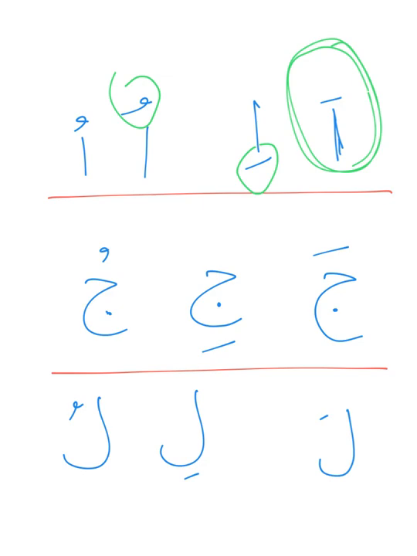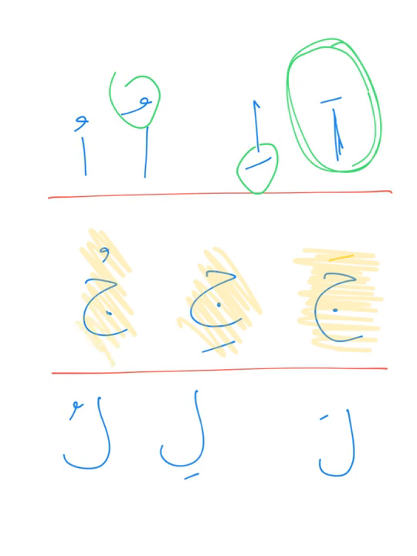So let's read this one, the one with a fatha basically. So, ja. How do we read this? Ja. I've just highlighted it for you. Come on, children. Ja. The next one is ji. How do we read the next one? Ji. This one in the middle. And the last one with a dhamma. Come on, children. Ju.